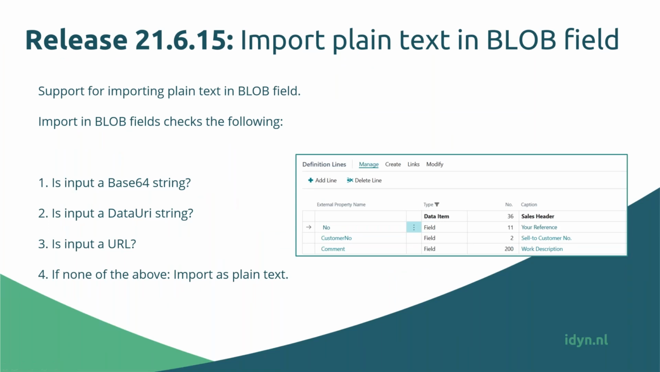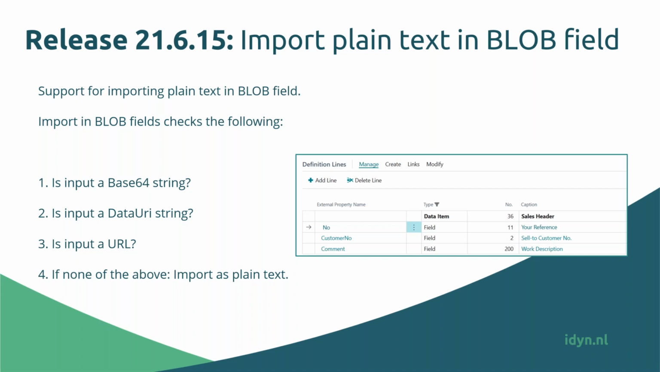Then we have some functionality in the imports. First of all, we have the import for plain text in the blob field, which in its use is pretty straightforward. However, it's good to know what it actually does, because blob field imports allow for multiple types of input. So there are 4 steps in the check that's done.